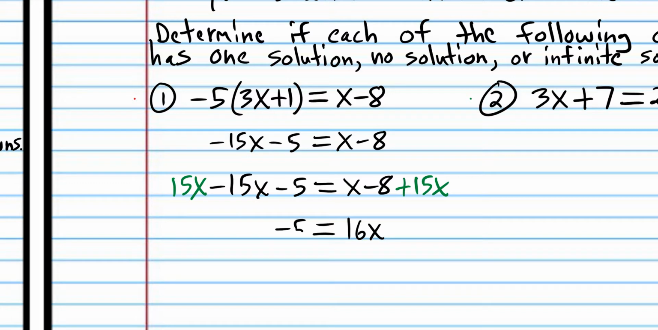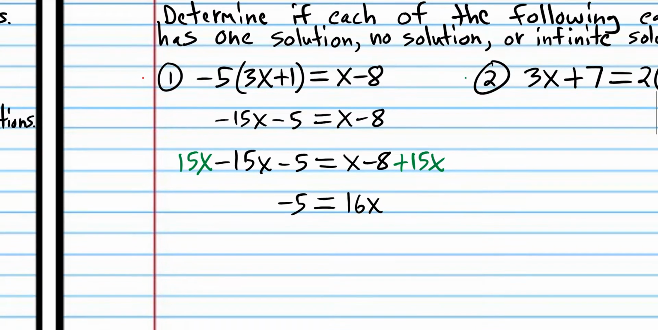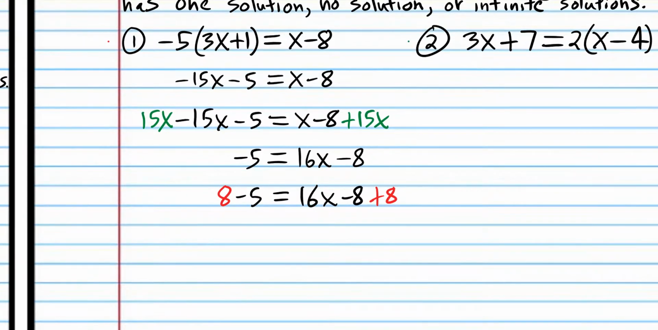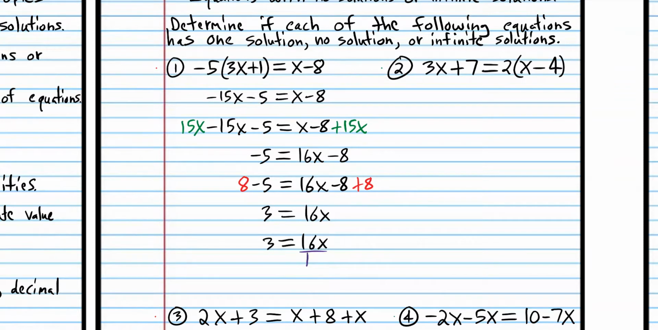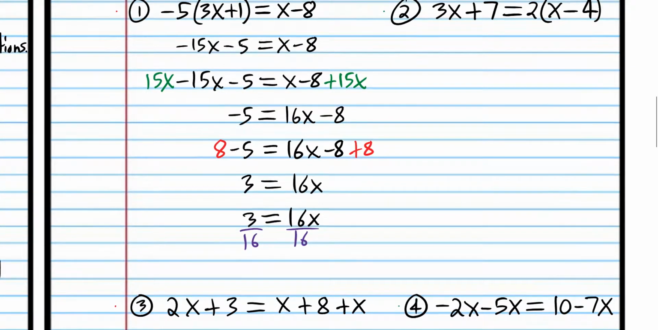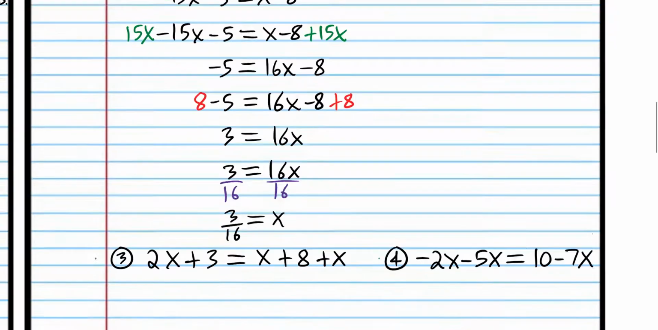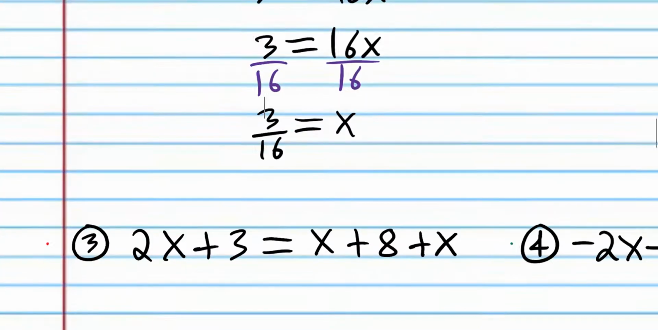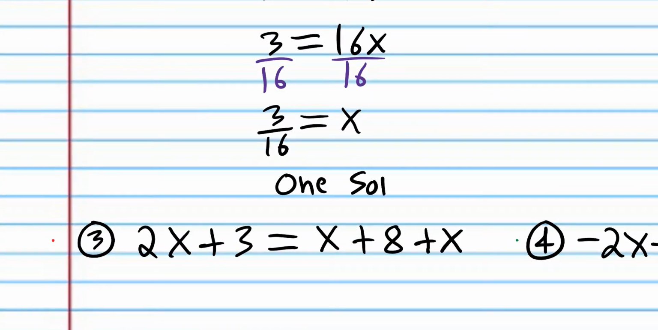So now we end up with negative 5 is equal to 16x minus 8. And now we're going to rewrite again. Again, you don't have to rewrite. I'm just doing this so you can remember how to do these basic equations. And so we're going to add 8 to both sides, and we get 16x is equal to 3. And we're going to rewrite again and divide both sides by 16. And we end up with our final answer. x is equal to 3 over 16. And as you can see, this equation has one solution. So we say one solution.